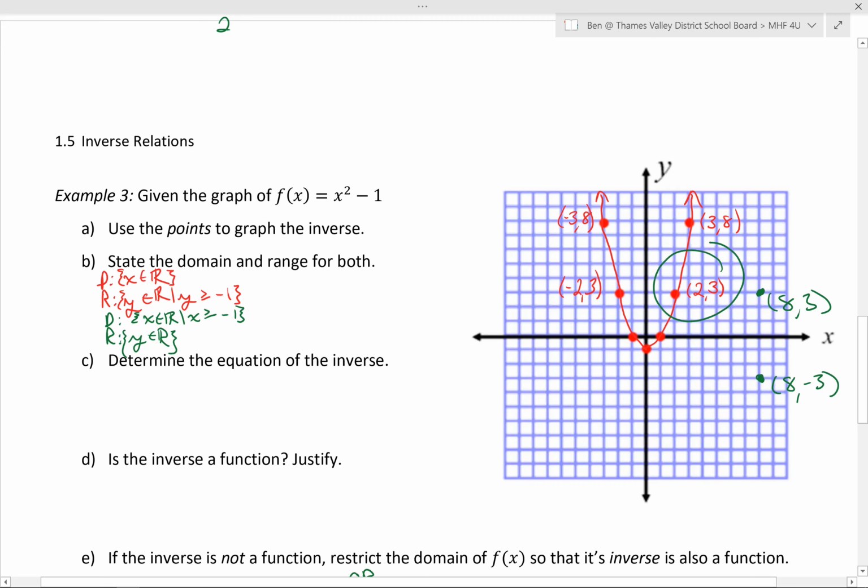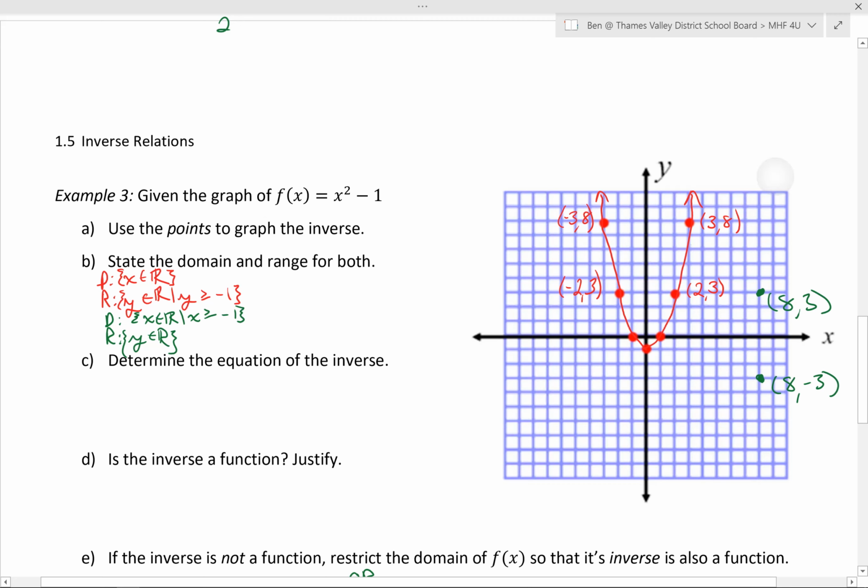And we can take the rest of the points as well and plot their inverse points. If you'd like, what I would encourage you to do here is pause the video, try it out, try sketching your inverse, and then unpause and see if yours looks like mine. I'm going to plot it right here.